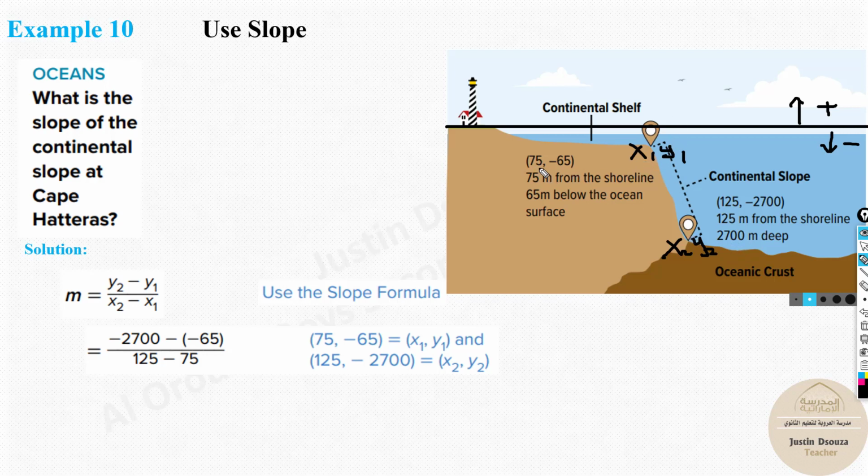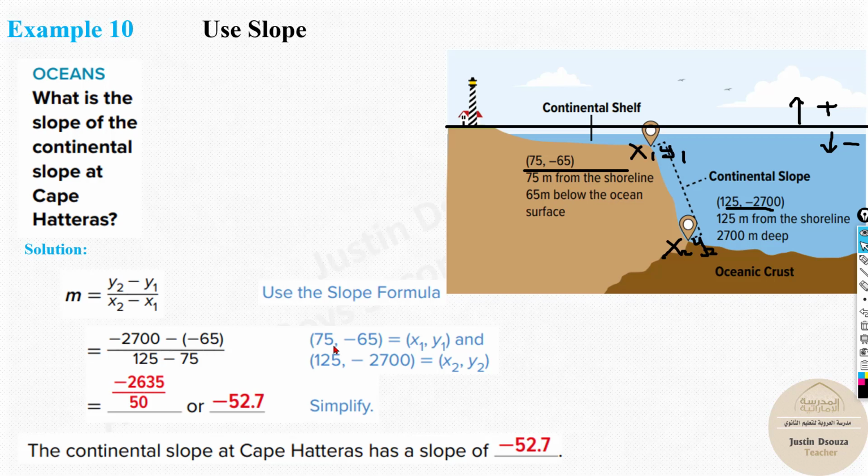So you can see over here, it's given 75 and minus 65. It's 65 meters below the ocean surface. Over here, it is 125 and minus 2,700. So it'll be just minus 2,700 minus of minus 65. So we use brackets. Divide by 125 minus 75. The values are given in the question here itself. Put it in the calculator, you will get the answer, negative 52.7. So the continental slope at Cape Hatteras has a slope of negative 52.7.